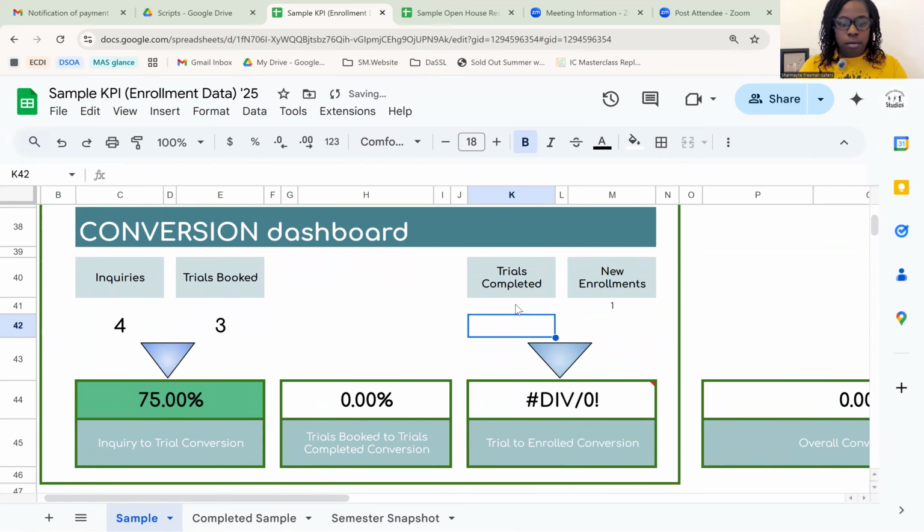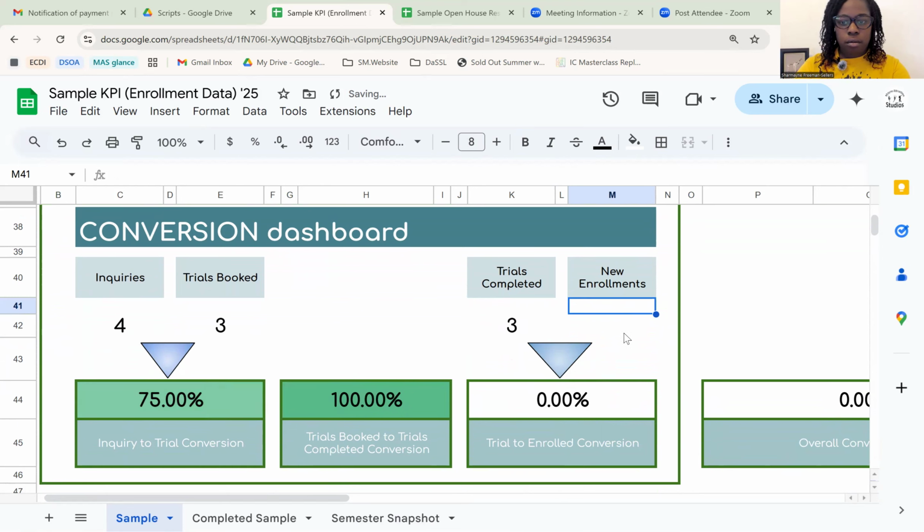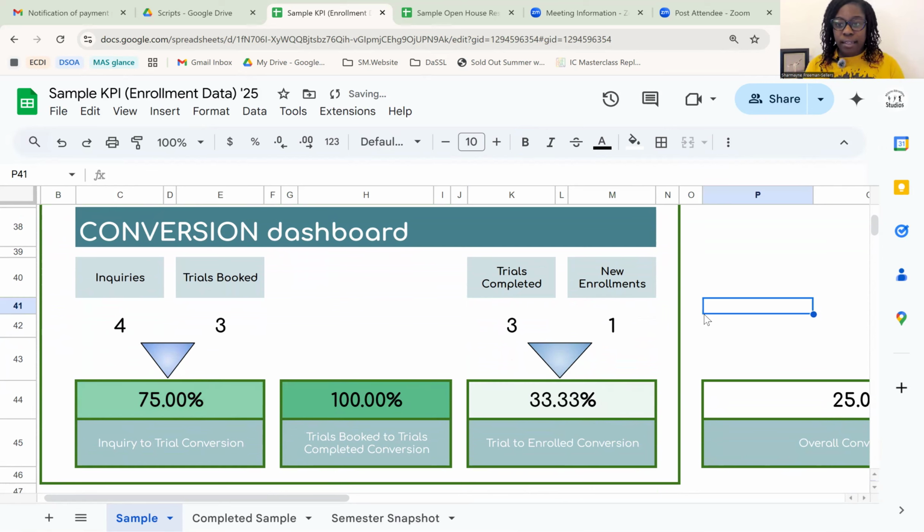Let's fix that. There we go. Okay. 1 enrollment. So that automatically calculates our percentages for that week. So inquiry to trial, we have a 75% conversion rate. Booked and completed, we have a 100% conversion rate. And trial to enrollment, we have a 33% conversion rate.